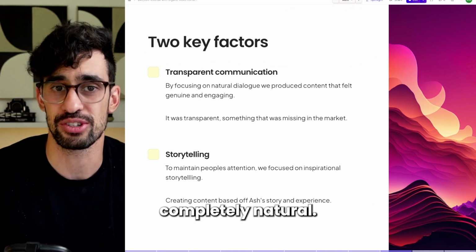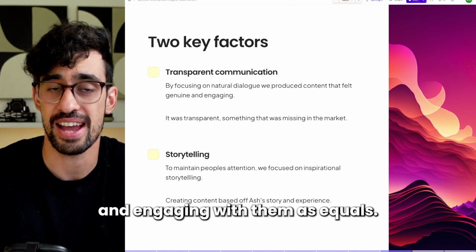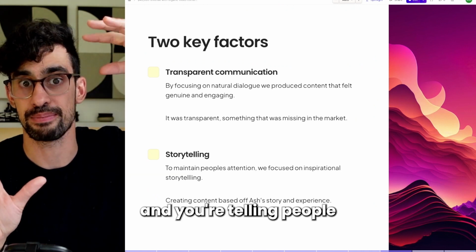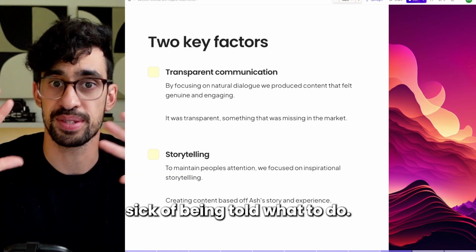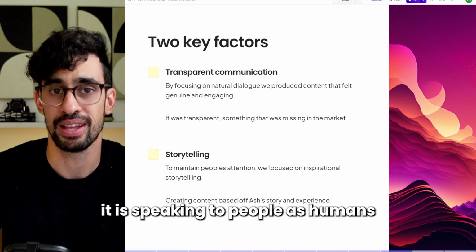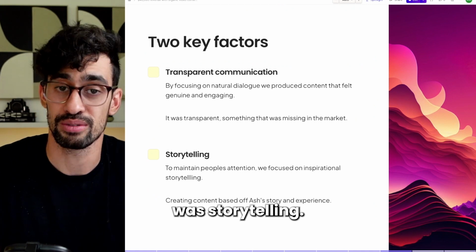transparent, completely natural. It was just having a conversation with your audience and engaging with them as equals. It's a difference, as it's not up here where you're telling people what to do, because we are just sick of being told what to do at this point in social media. It is speaking to people as humans, and we relate to that. And the second thing was storytelling.